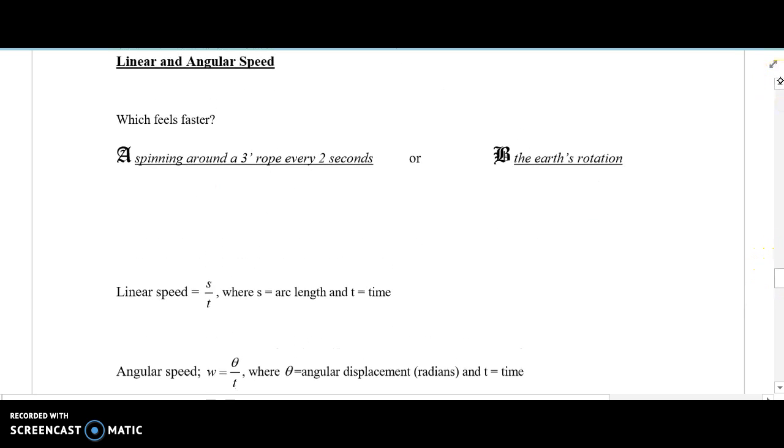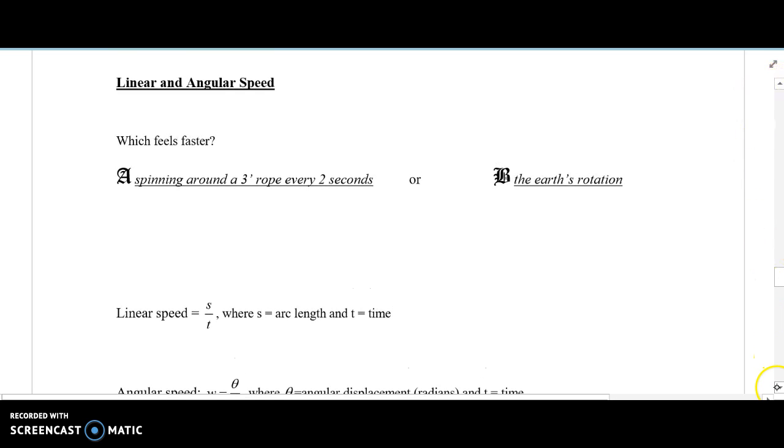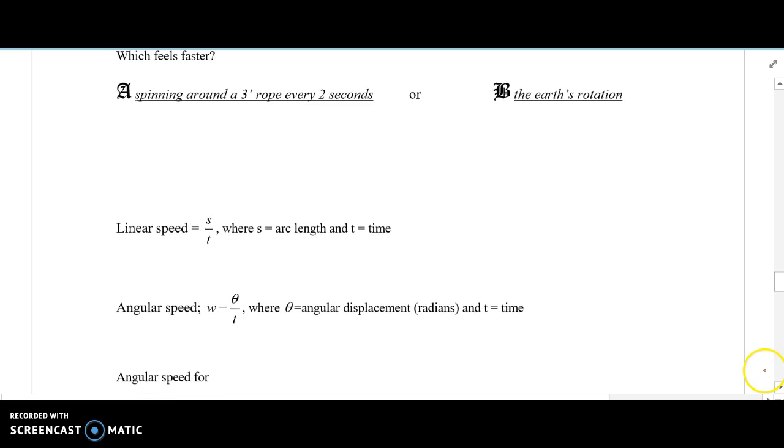All right, next, looking at linear and angular speed. First question, which feels faster? Spinning around on a 3-foot rope every 2 seconds. So if you think about that, if you're holding on to the end of that rope versus the Earth's rotation. There's 2 ways that we're going to look at this. One is actually the linear speed.